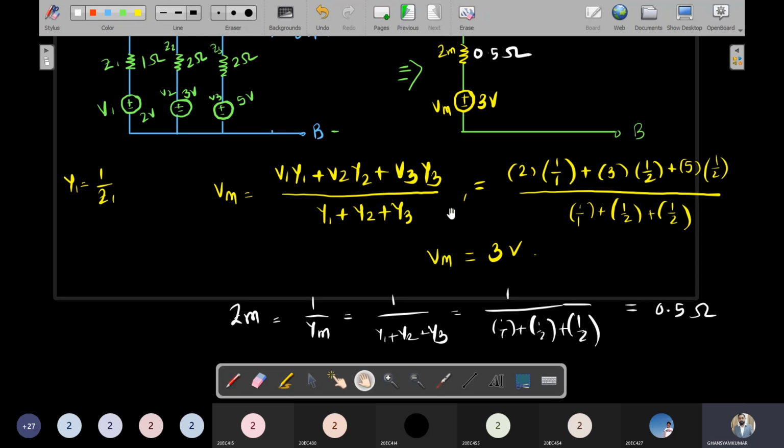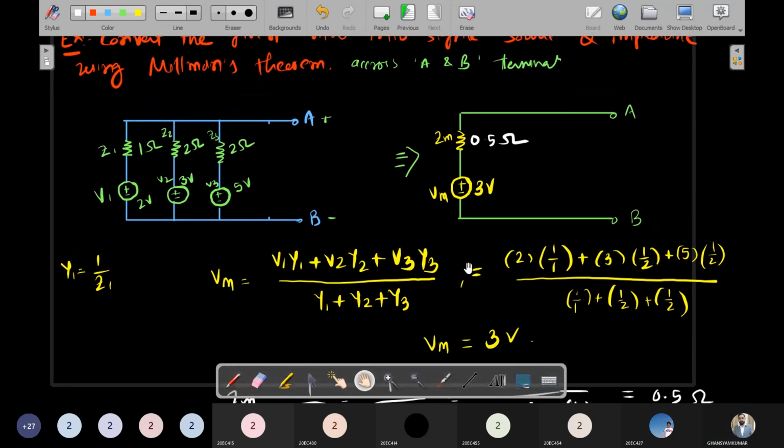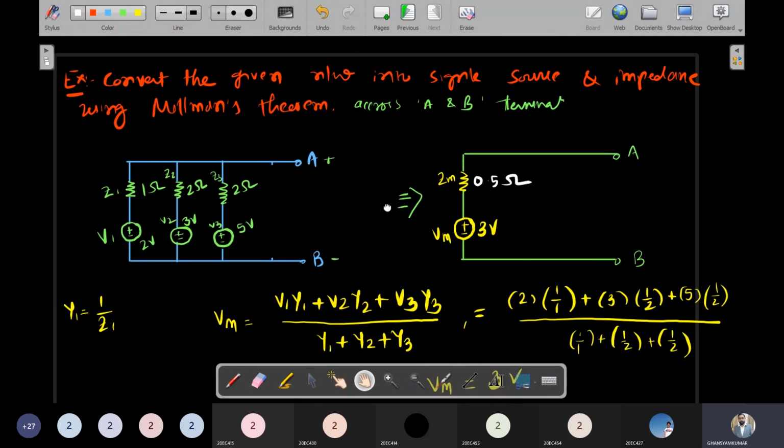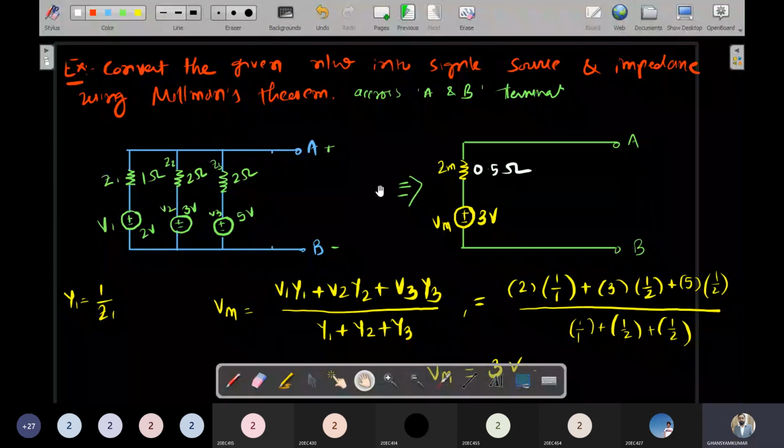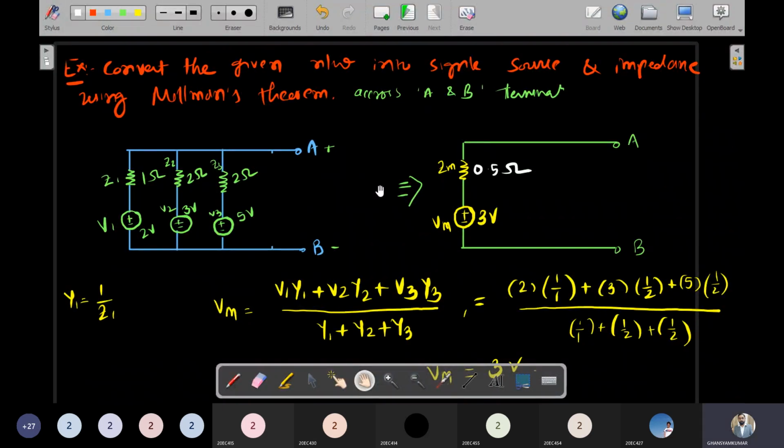So this is our converted circuit, or converted network, as per Millman's theorem. This is the complex network. We have reduced the complexity and converted it to a single impedance and single voltage source as per Millman's theorem. Does anyone have any doubt in this one? No, sir. Okay.